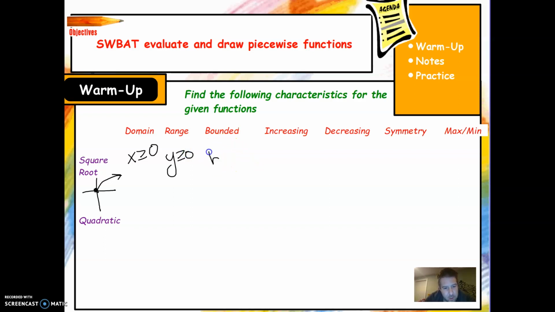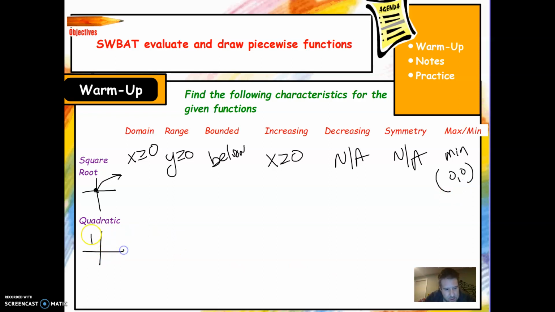This is bounded below because the entire function is above this horizontal line. It's increasing the entire time, so that's when x is greater than or equal to 0. It's never decreasing, and it is not symmetrical. It is not an even or odd function because there's no reflection over the y-axis or the origin. It does have a minimum, and it has a minimum at (0, 0).